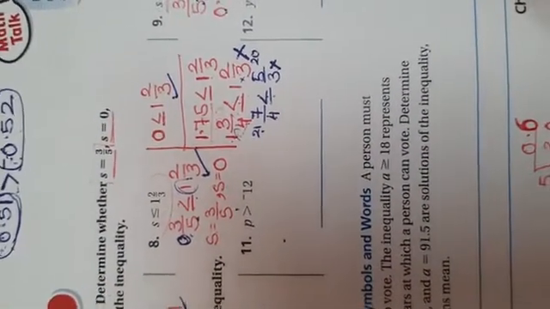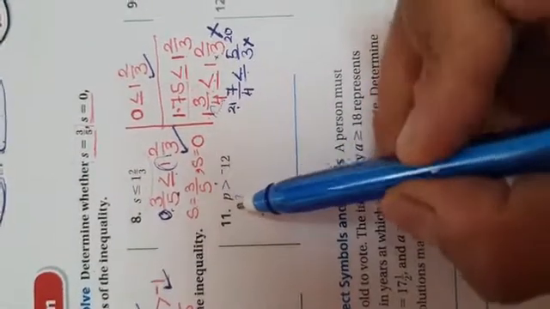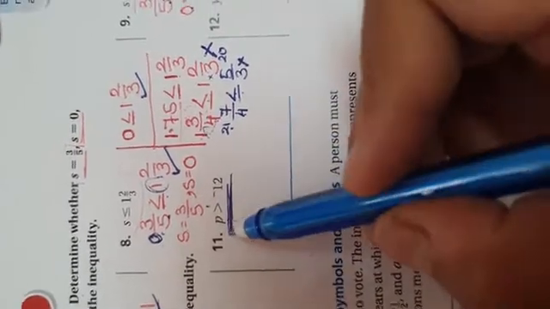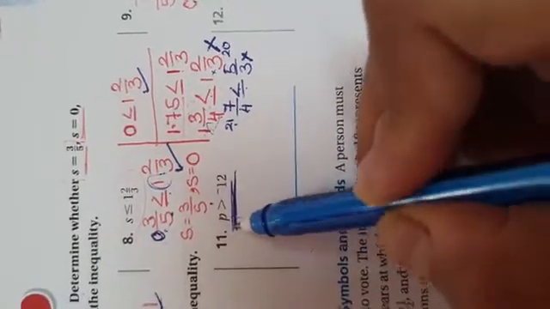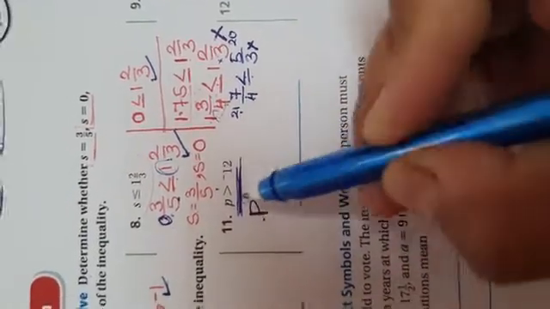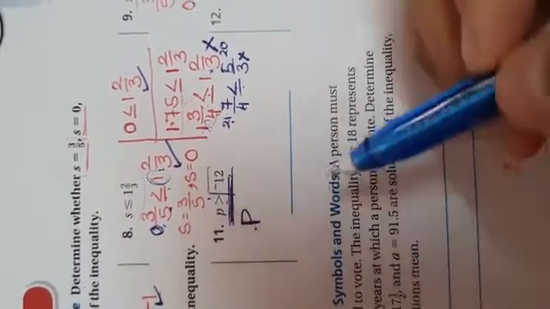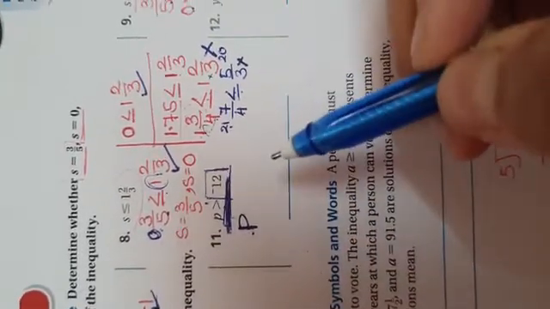Now you all are smart enough to understand which numbers are correct. Here, P is greater than negative 12, right? So which numbers can we write here so that this inequality can be correct? Let me try.